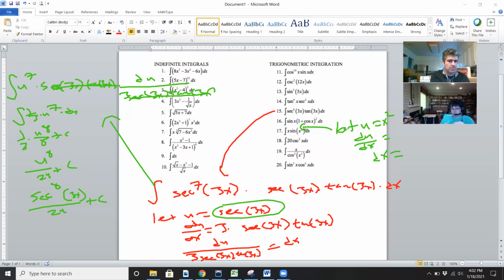Negative 1/2 cosine x squared plus c. Hold on, so repeat that one more time. Negative 1/2 cosine x squared plus c. Have a derivative. Okay. Good. Excellent.